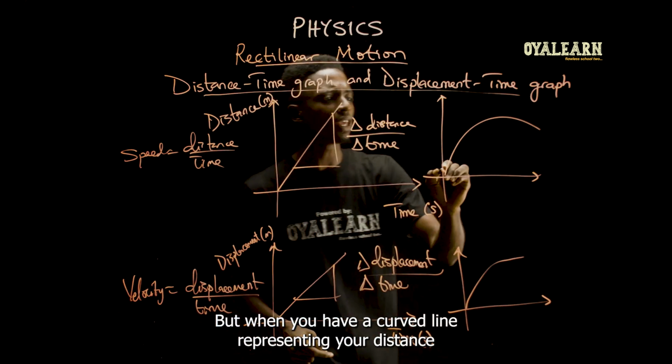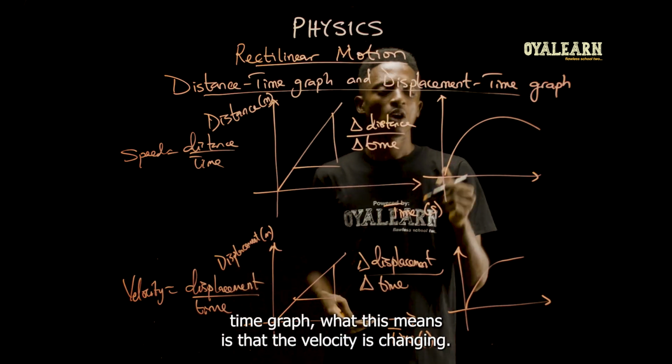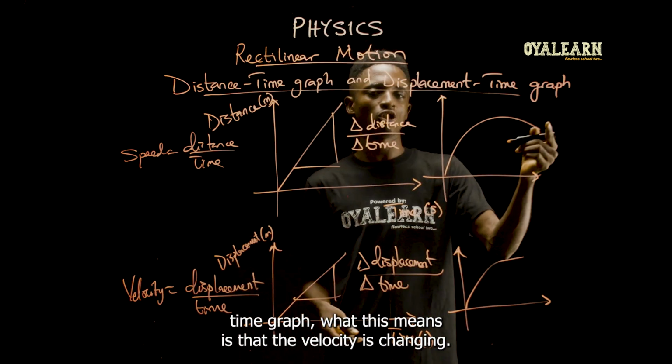But when you have a curved line representing your distance time graph, what this means is that the velocity is changing.